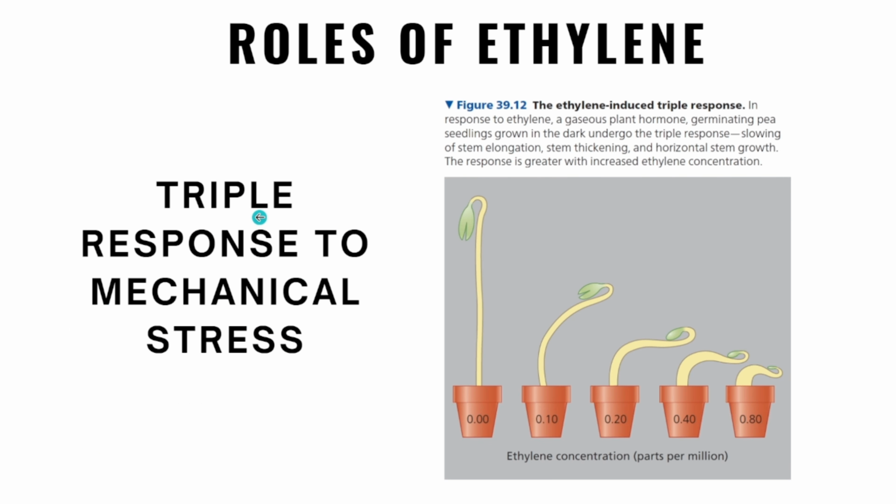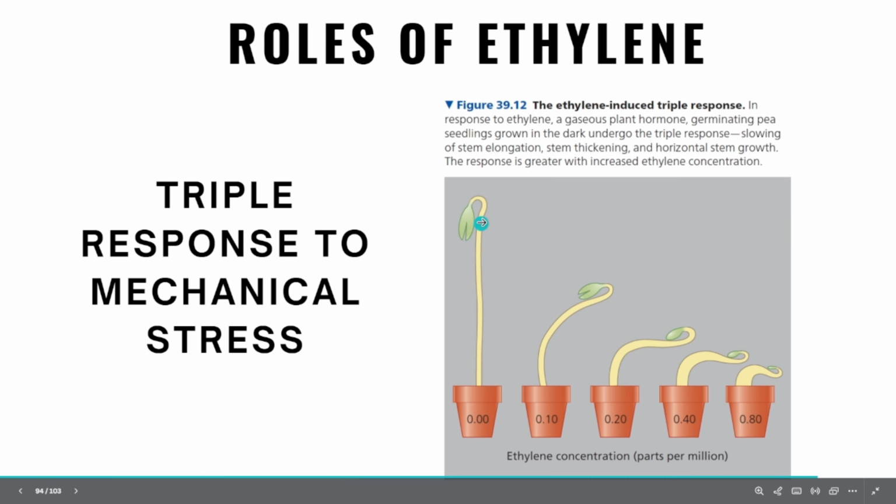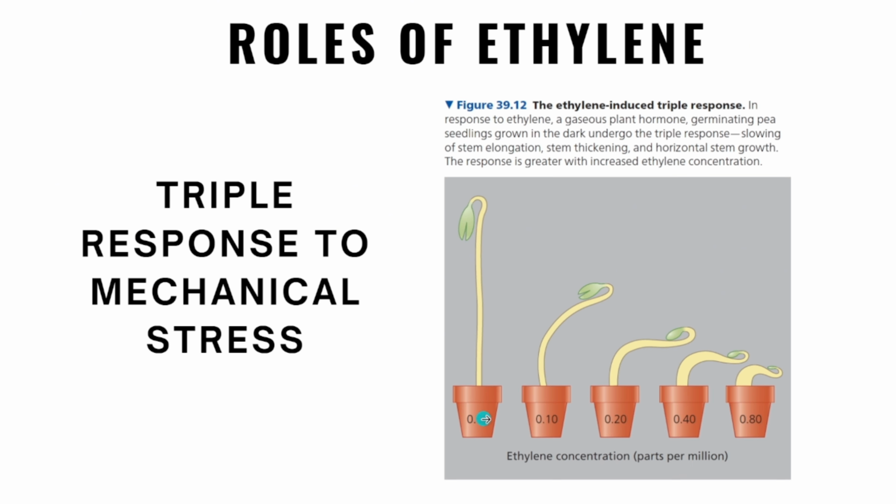Okay, another one is triple response to mechanical stress. So what is this? Normally this hormone can instigate a growth maneuver known as the triple response that enables the shoot to avoid the obstacle. You can see here, when you do not have any concentration of ethylene, your plant grows like this. But when you apply ethylene in high concentration, you can see the plant bends and looks much shorter, right?